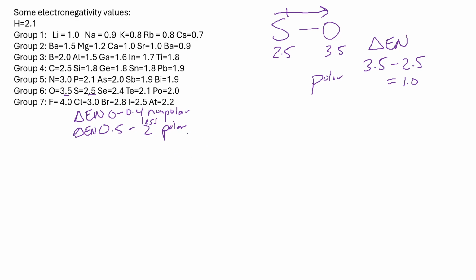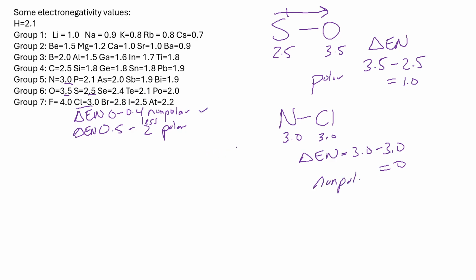Now let's say we took a bond between nitrogen and chlorine. Nitrogen is 3. Chlorine is right there. It is 3 as well. Look at that. Change in electronegativity. Probably could get the calculator, but might not need it. It is going to be a 0 in this case. That is right here. That's going to be a nonpolar bond. By the way, in a nonpolar bond, with sharing equally of electrons, you do not draw that dipole arrow. The dipole arrow is only for polar bonds.